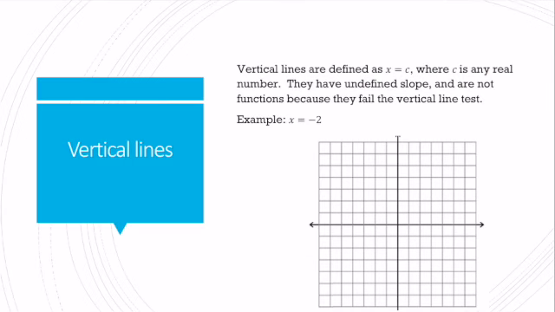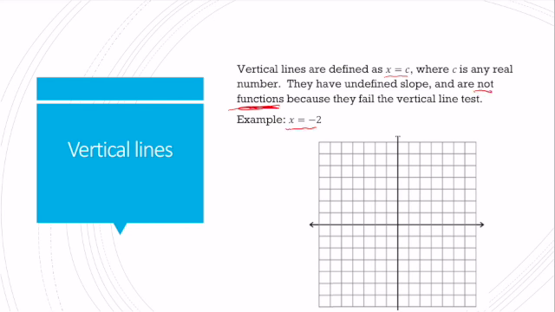The domains of vertical lines are a little bit different. Vertical lines are defined as x equals c, where c is any real number, and they have undefined slope. It's also important to note that these are not functions. They're not functions because they fail the vertical line test.